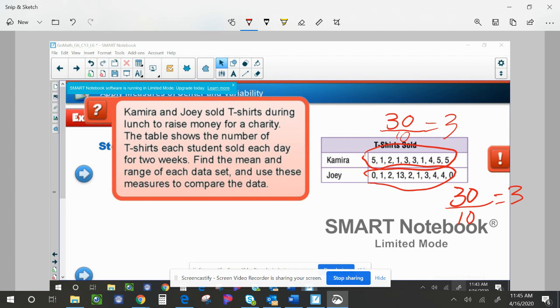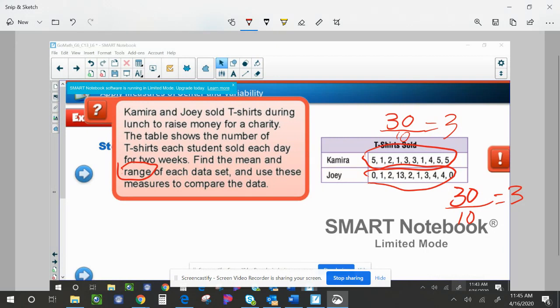So according to the mean, they sold relatively about the same number of shirts because they have the same mean. Even though the data looks really different, since the mean is the same, relatively, they sold the same number of shirts. However, there is some variation. And we can find the variation by using range. Range is going to tell us the variation or how much different the data is.